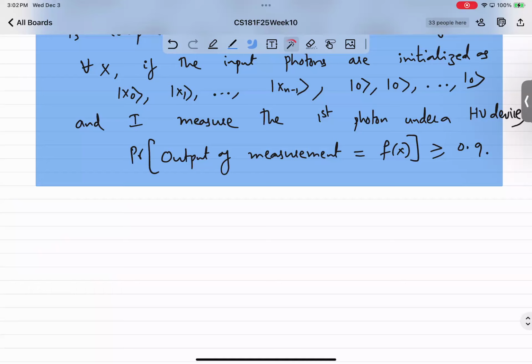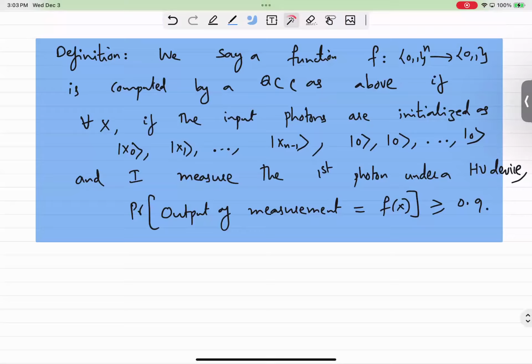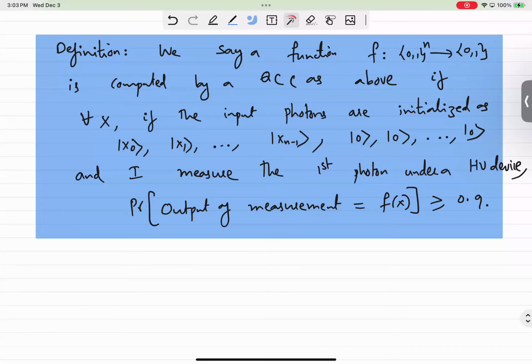Okay. So now we have a model of quantum circuits, and more importantly, we also have a notion of being computed by a quantum circuit. Okay? So we'll say a quantum circuit computes a function f if for every x, the chance that I get the right answer is 0.9. Okay? So remember that the guarantee is for every input x, I need to have pretty high confidence of getting the right value. Okay?